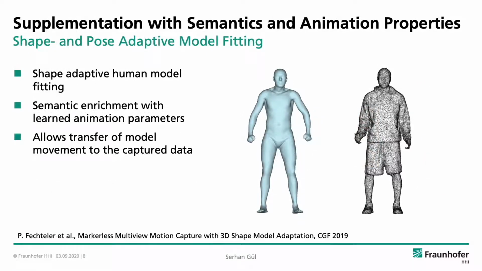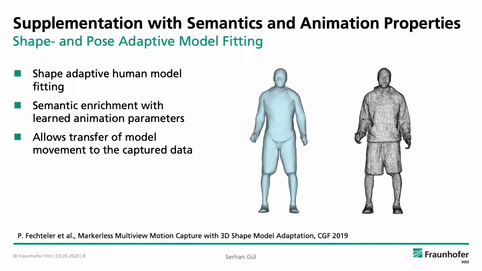In the next step, we want to add semantics and animation properties to the volumetric video. To achieve this, we fit a shape-adaptive body model to each frame and pass the pose and animation information from the model to the captured data. We learned this model using a data-driven optimization process from datasets of multiple captured humans.